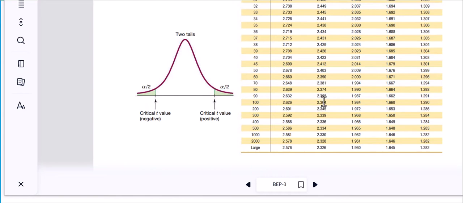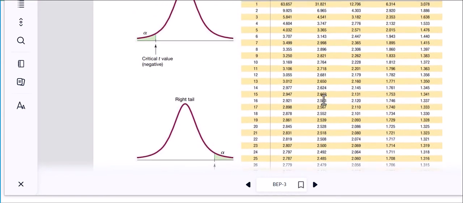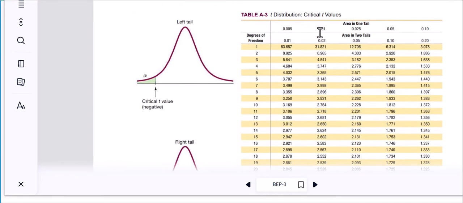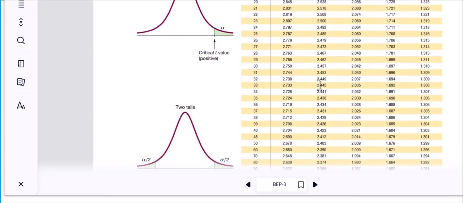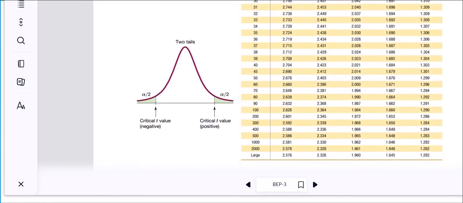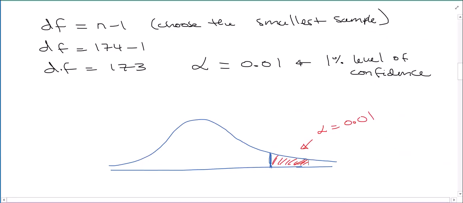So 2.364 is our critical value for a 0.01 level. Going back to our notes, we put our critical value there for t.